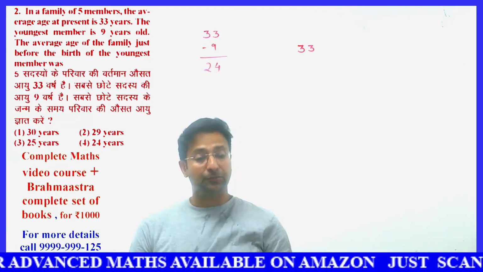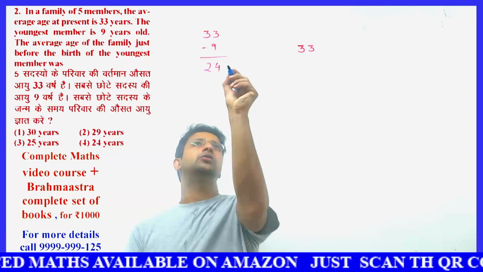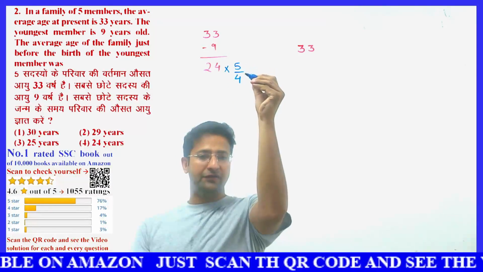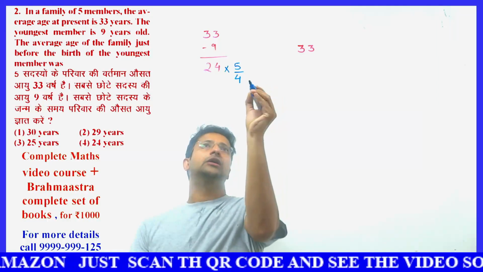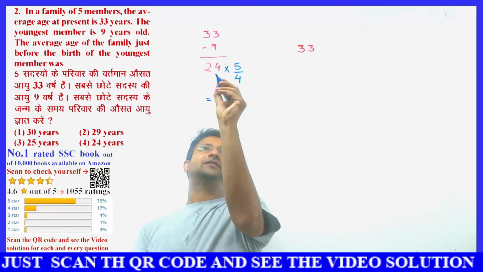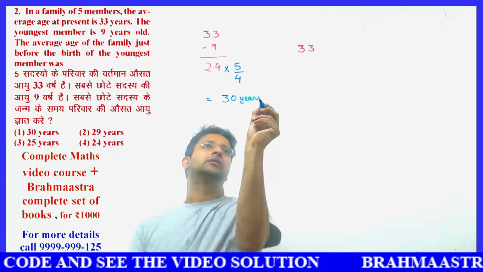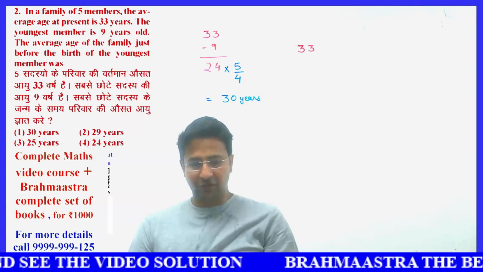Now, what are you being asked? Before the child was born. So what I'll do, I'll multiply it by 5 and divide by 4. 5, 1% removed, 4. So this will give you 24, 6, and 6 into 5 is 30 years. This is one way of doing it.